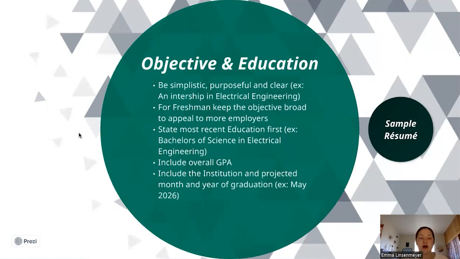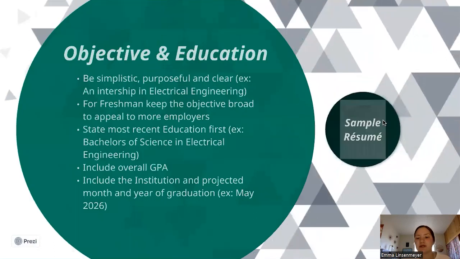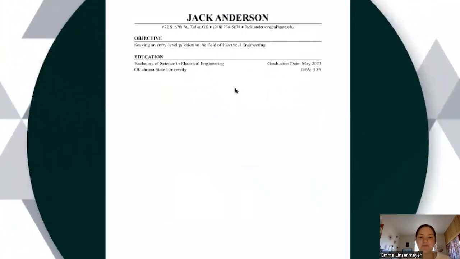So that could be what you're pursuing at the institution that you're at currently. Include your overall GPA, and then also include where you're going to school, and then the projected year of graduation. That way, the recruiter has in mind, okay, maybe I can get this person for a job in this many years. And we can look at what that looks like on a sample resume as well.